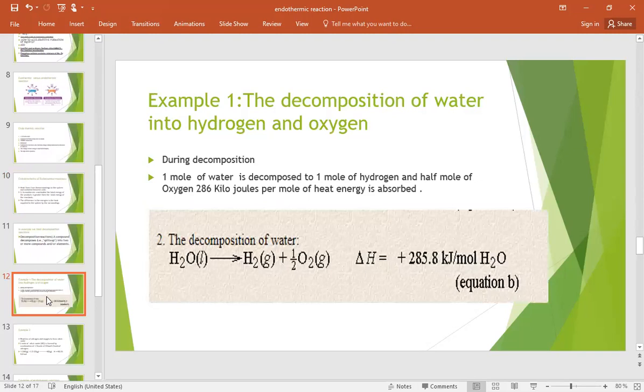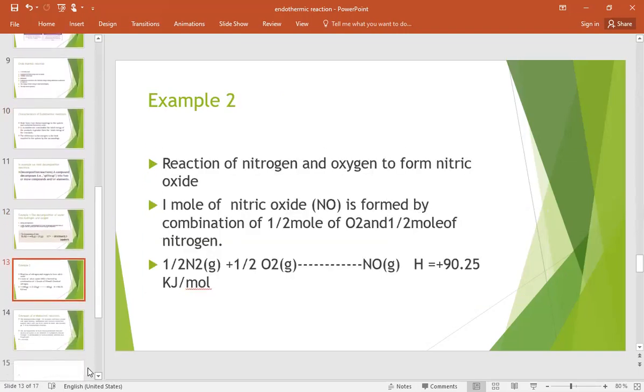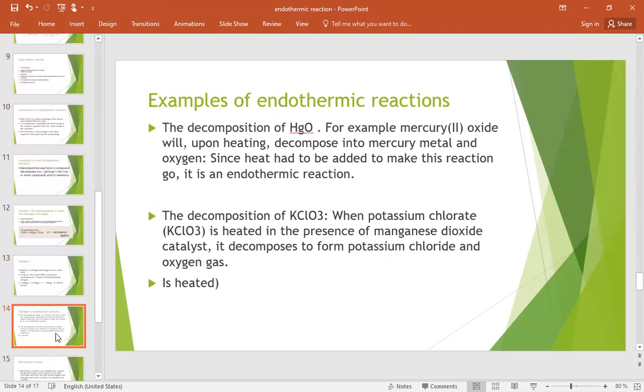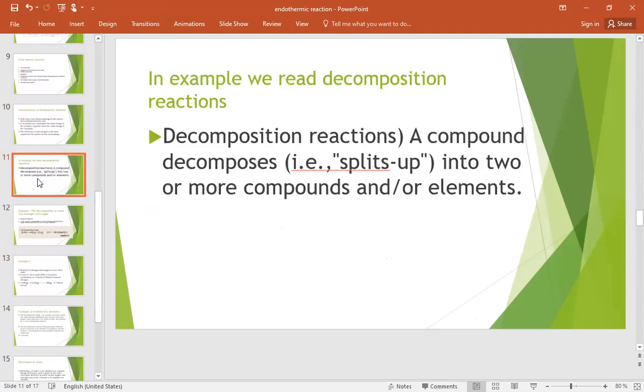Decomposition of water into hydrogen. There are two or three examples of decomposition, like decomposition of water into hydrogen, and then decomposition of mercuric oxide, or decomposition of potassium chlorate. These three decomposition examples are all endothermic reactions. So what is decomposition? In decomposition reactions, a compound decomposes into two or more substances.